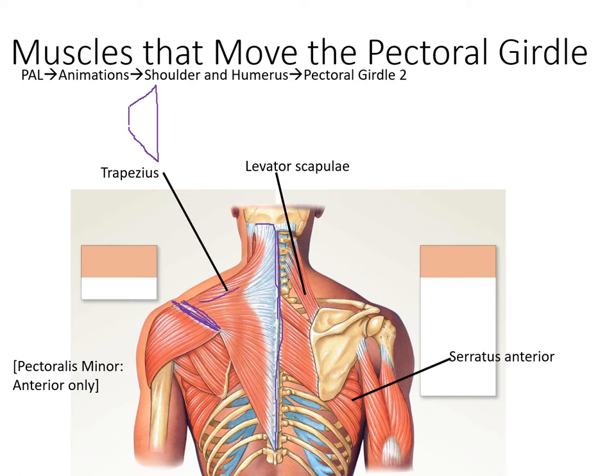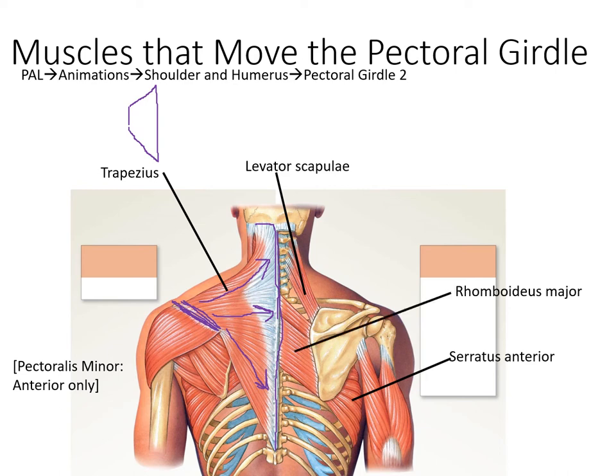We can specifically contract this upper portion, and that's going to help you shrug your shoulders. We can contract this lower portion right here, which is going to help you pull your shoulders down, to depress your shoulders. Also, we can specifically contract this portion of the muscle, and that is going to help us pull our shoulders back, to stand up tall, to stand at attention even. So the trapezius has a lot of different actions because it is so big, and we can specifically contract one portion or another portion.